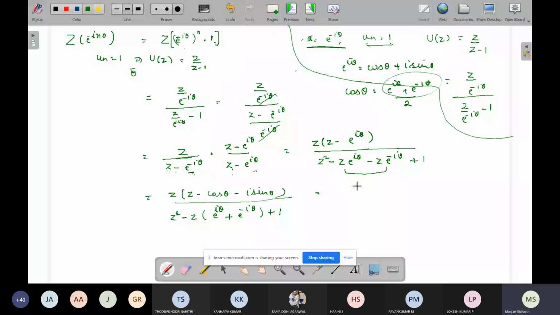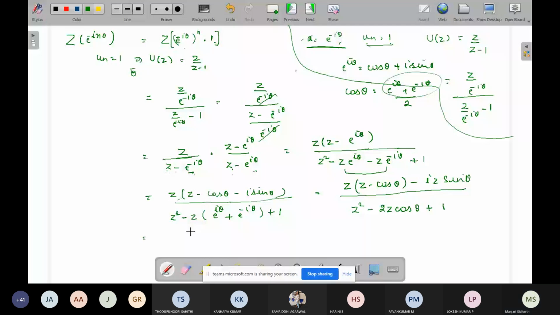z into z minus cos theta, minus i z sin theta. We have multiplied this, z into z minus cos theta, and this. Okay, now see, no complex number in the denominator, only in the numerator. So we can separate the real and imaginary parts.